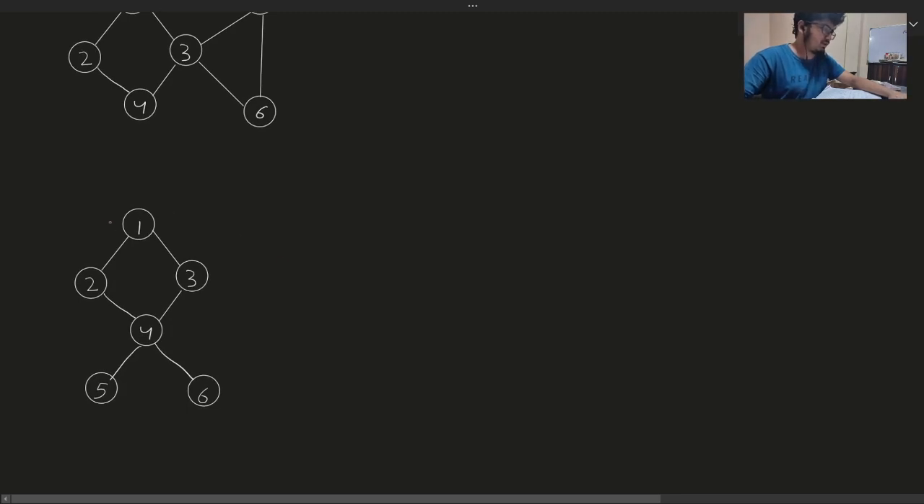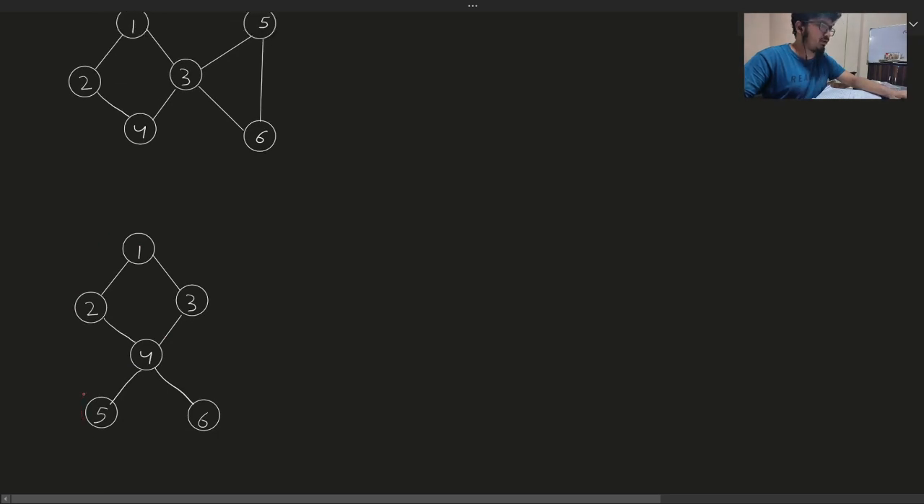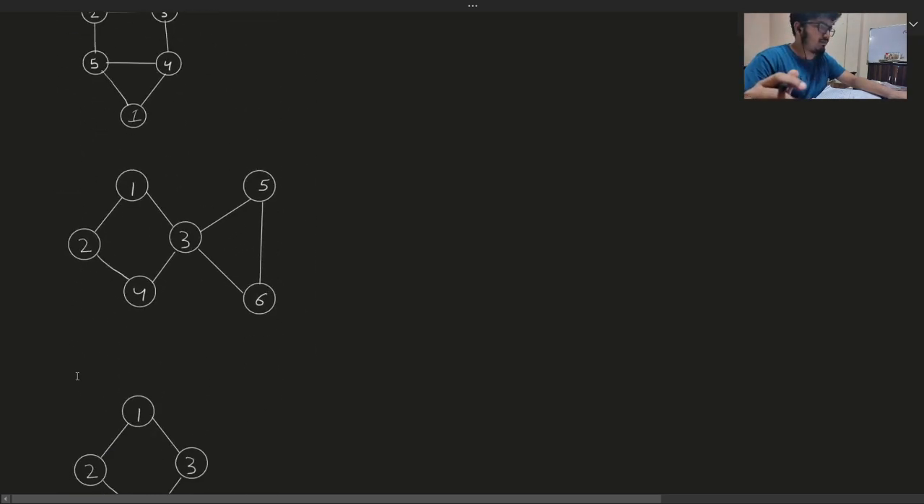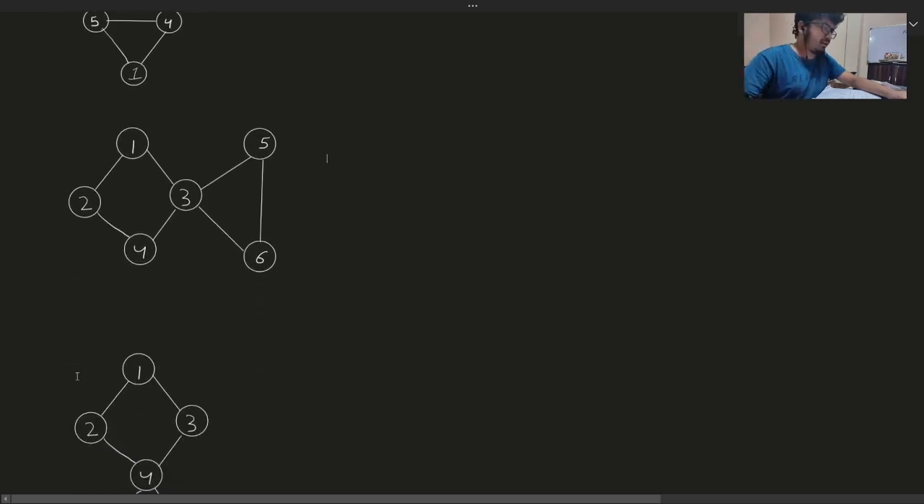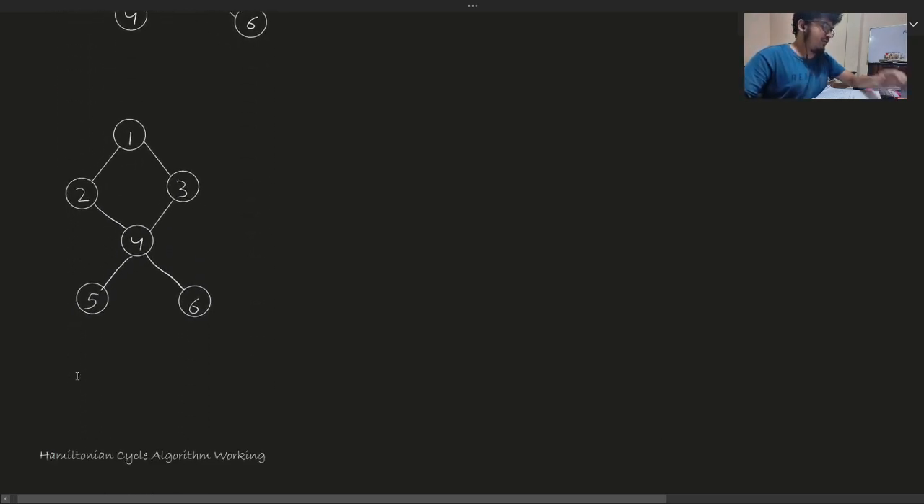Similarly, this is not one again. You cannot make a Hamiltonian cycle. So in these types of examples, you now have a rough idea of what a Hamiltonian cycle is and what is not.